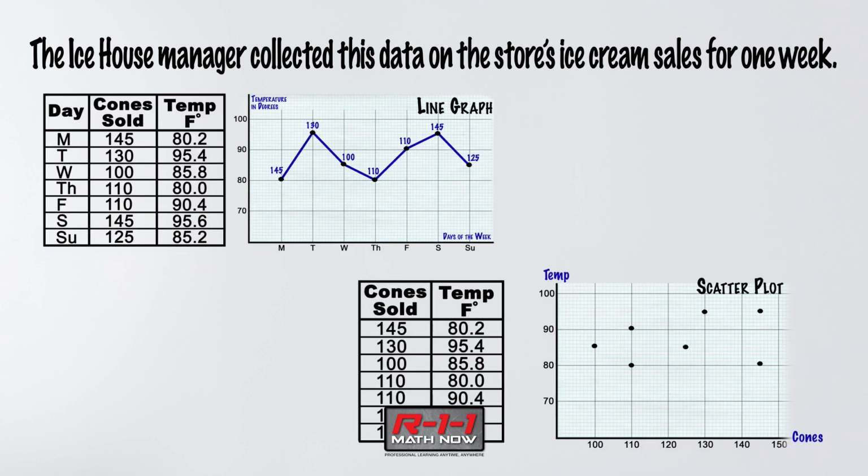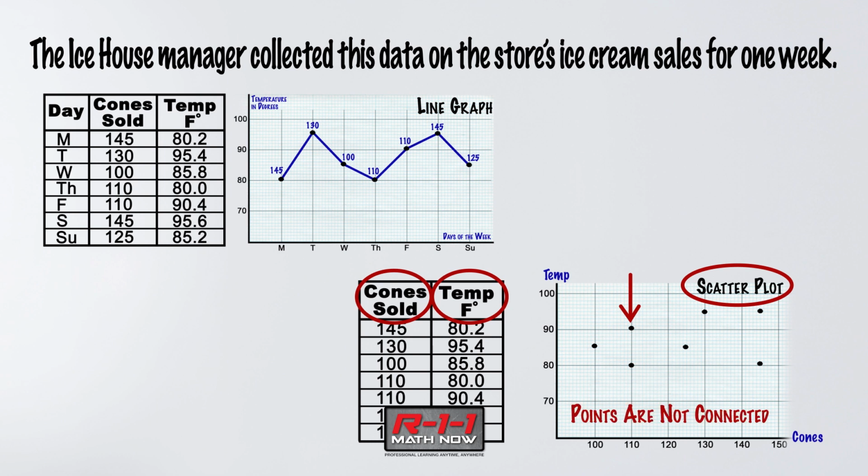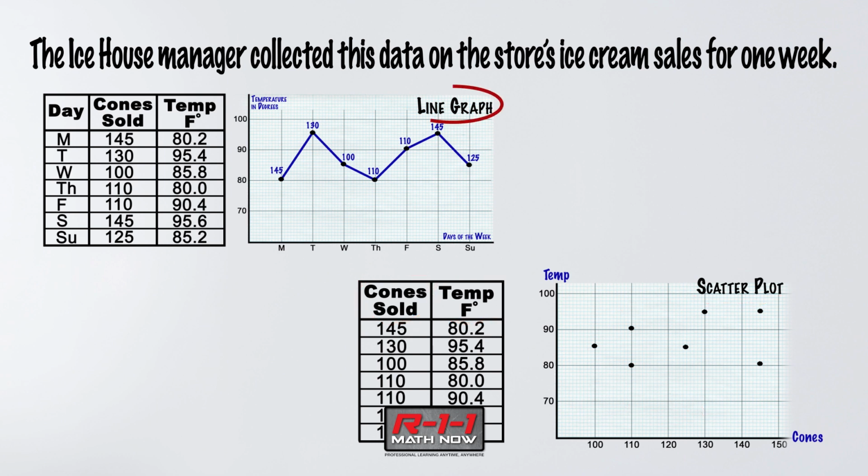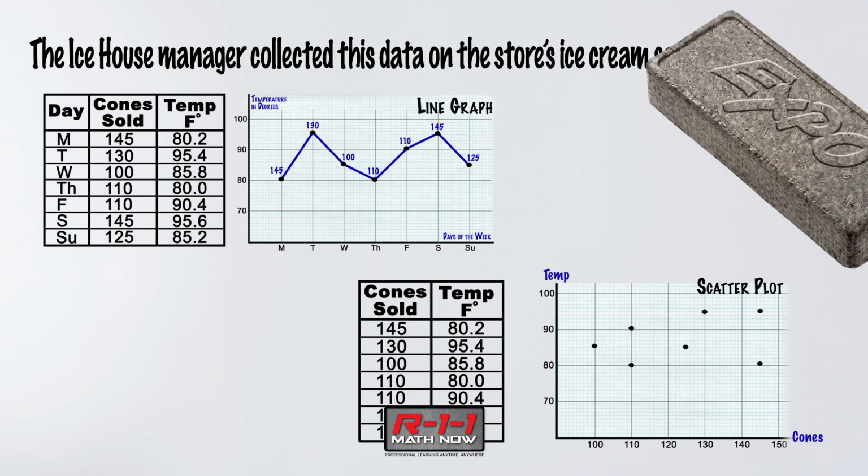Let's take a look at both of these together. As we look at the scatter plot, this point in the scatter plot is represented by 2 pieces of data, the number of cones and the temperature. And we notice that the points are not connected. But in our line graph, this dot represents the temperature on Monday, the temperature on Tuesday, and I wrote the number of cones by each dot so that I could get both pieces of data in my graph.